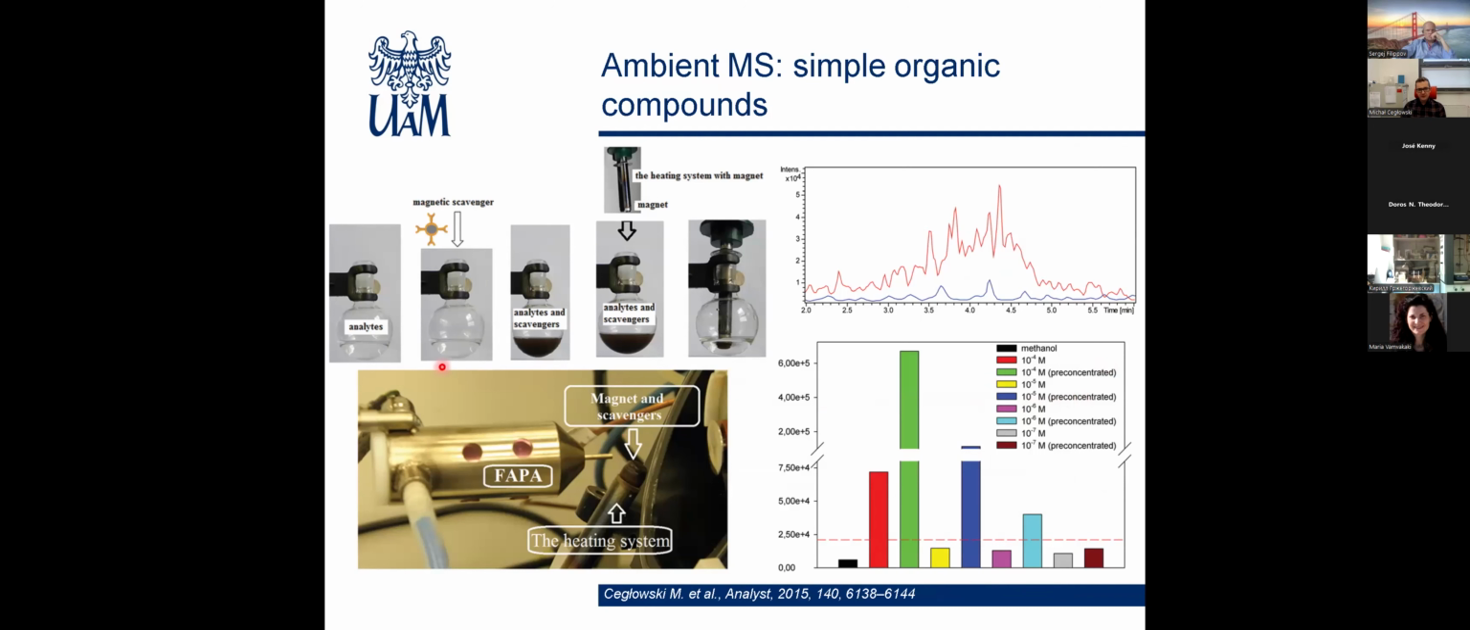And actually, my work with it started when I was still doing my PhD. So we did the work when we used a magnetic scavenger. It was actually a commercial one, a hybrid system. So it had a magnetic core, and we used it to adsorb different analytes from solutions. They were simple organic compounds like caffeic acid, benzoic acid, and so on. So we added the scavenger, collected it with the magnet, and put it into the FAPA ionization system.